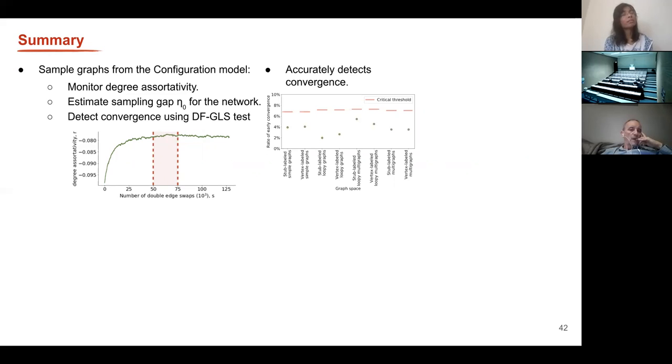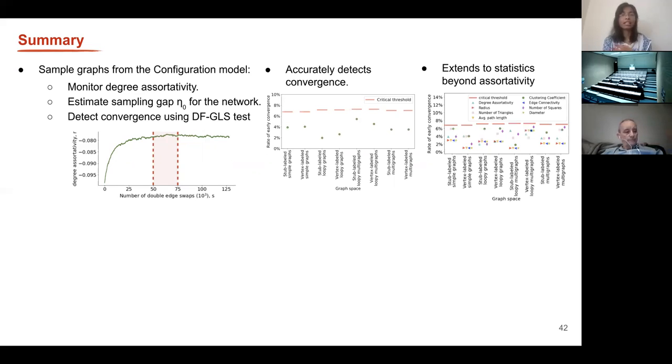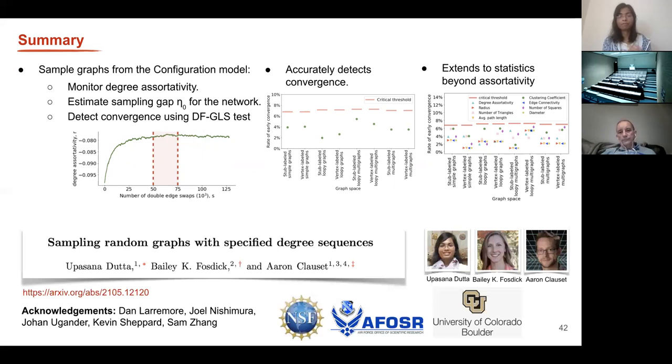And then we show that our method accurately detects convergence across all 8 graph spaces. And then we also show that our method extends to other network statistics too, beyond just the degree assortativity.